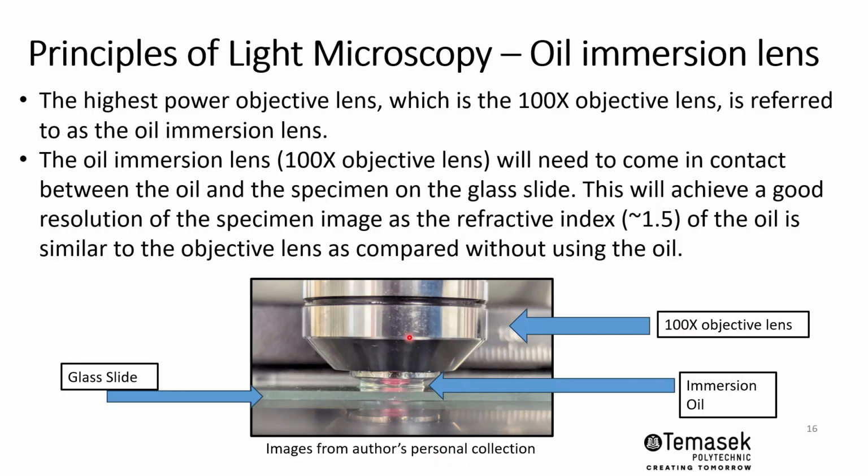Without using the oil, the light passing through the specimen will scatter into the air. The air does have a lower refractive index, and hence this will decrease your resolution, making your image blurry so you can't see the image clearly.